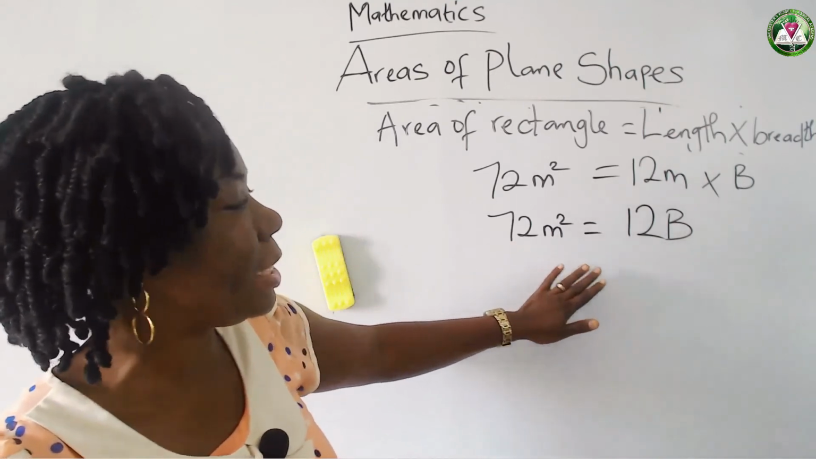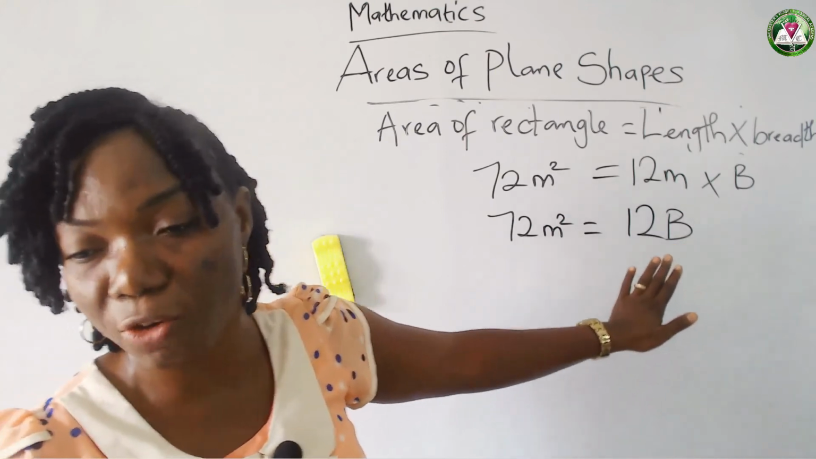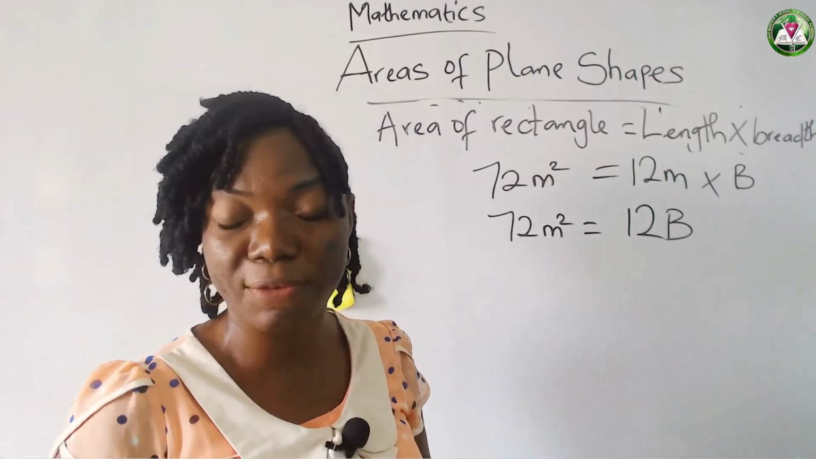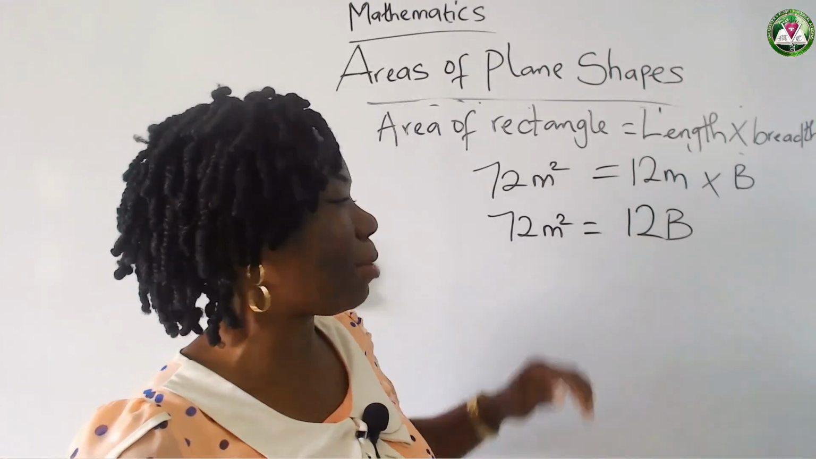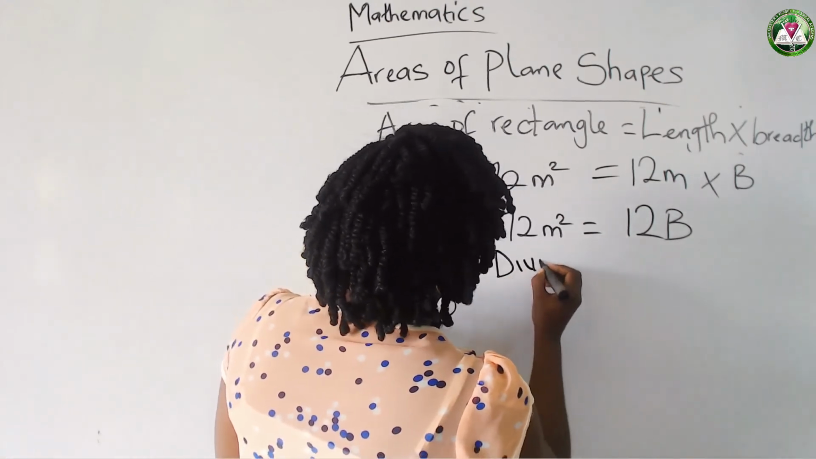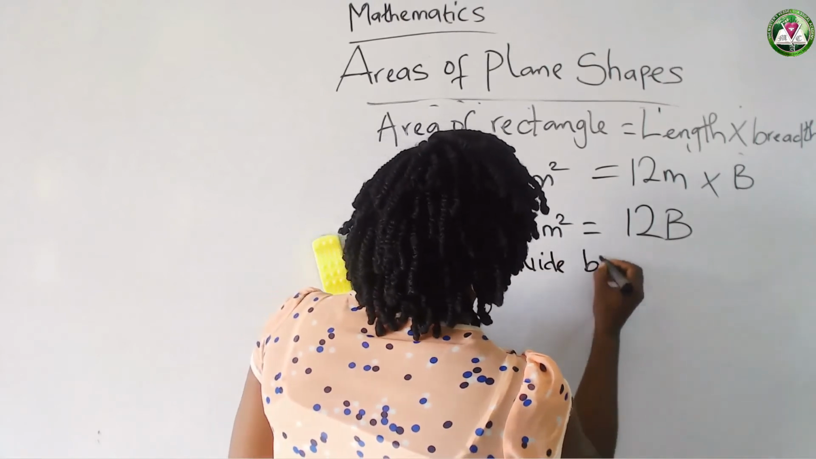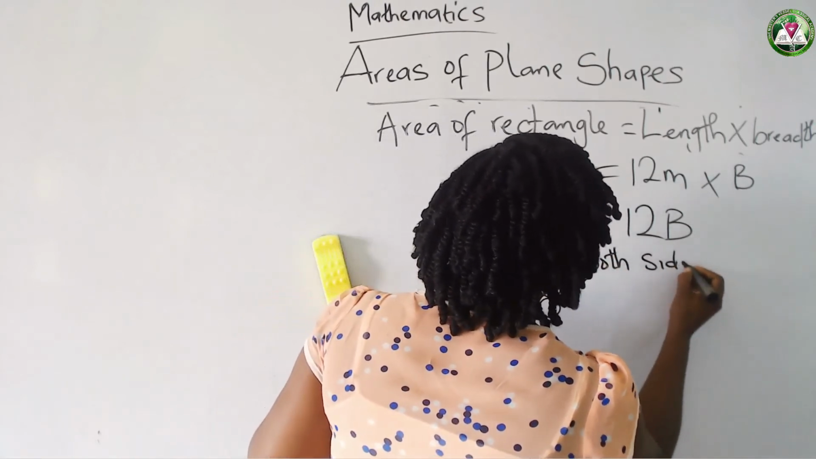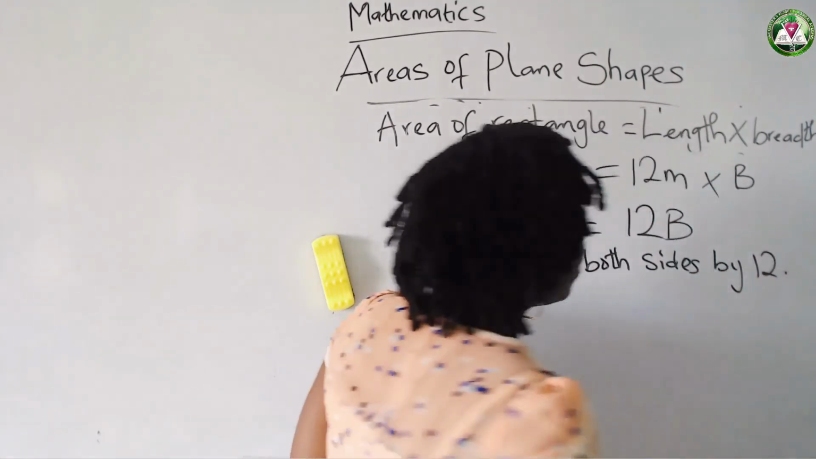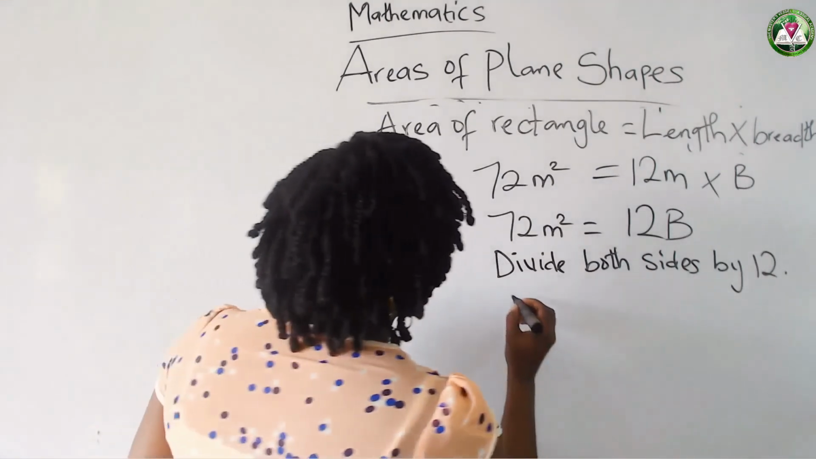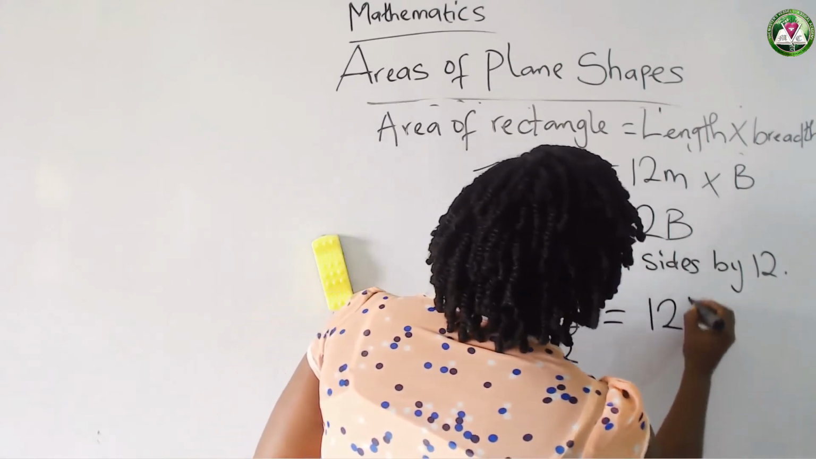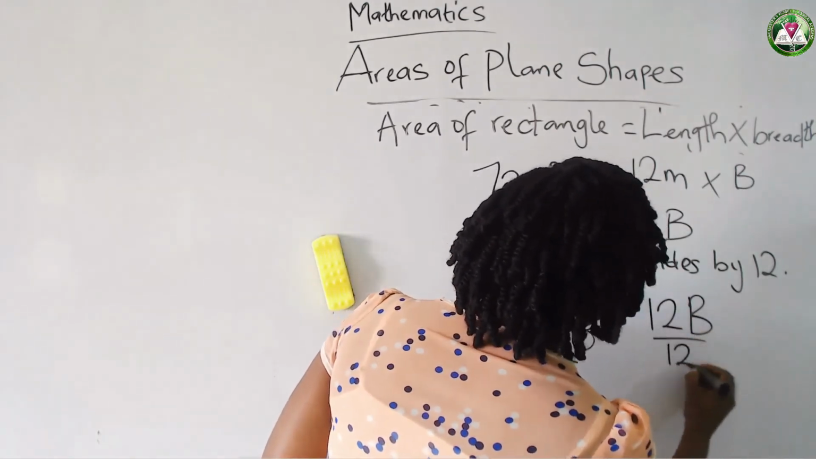Now, we are going to divide by the coefficient. When we say the coefficient of B, we are talking about the number attached before the letter. Is that clear? That is the coefficient. So, we'll divide both sides by the coefficient of B. Divide both sides by 12. That means 72 divided by 12 is equal to 12B all over 12.